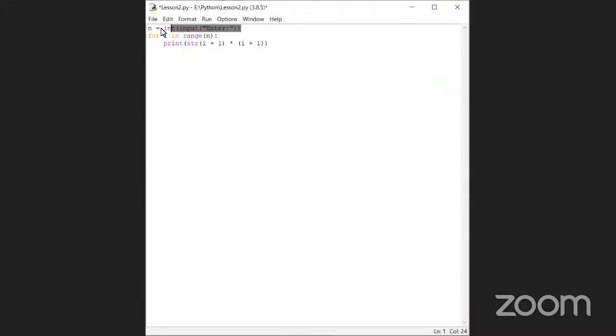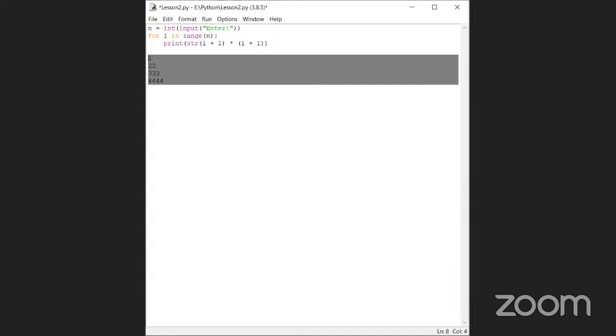It asks how many lines, how long do you want the pattern to be? So for example, if I put 4, then theoretically the output should be 1, 2, 2, 3, 3, 3, and 4, 4, 4, 4. So you have one 1, two 2s, three 3s, and four 4s. Okay, so if n is 4, this should be your output.